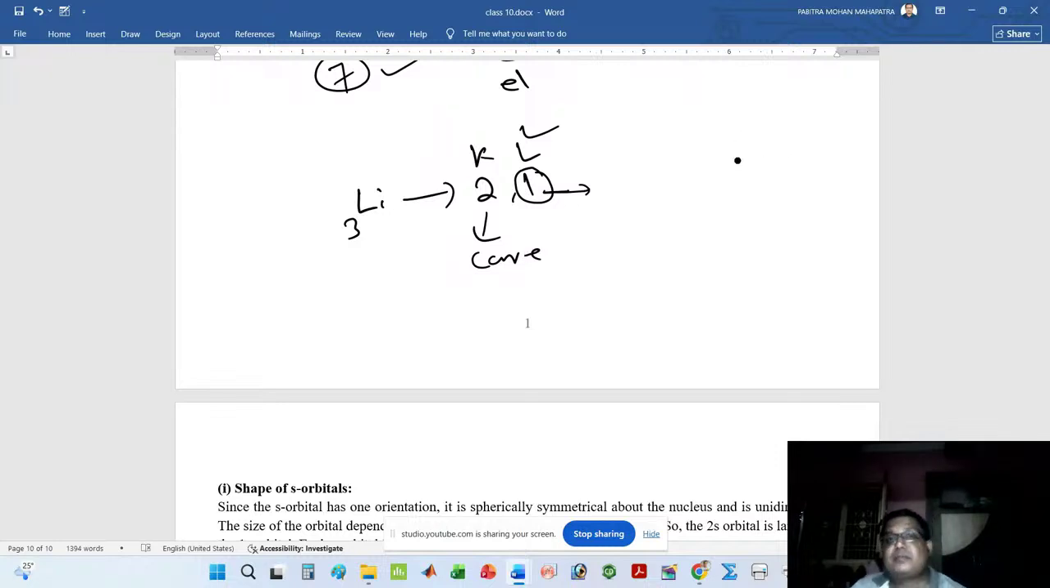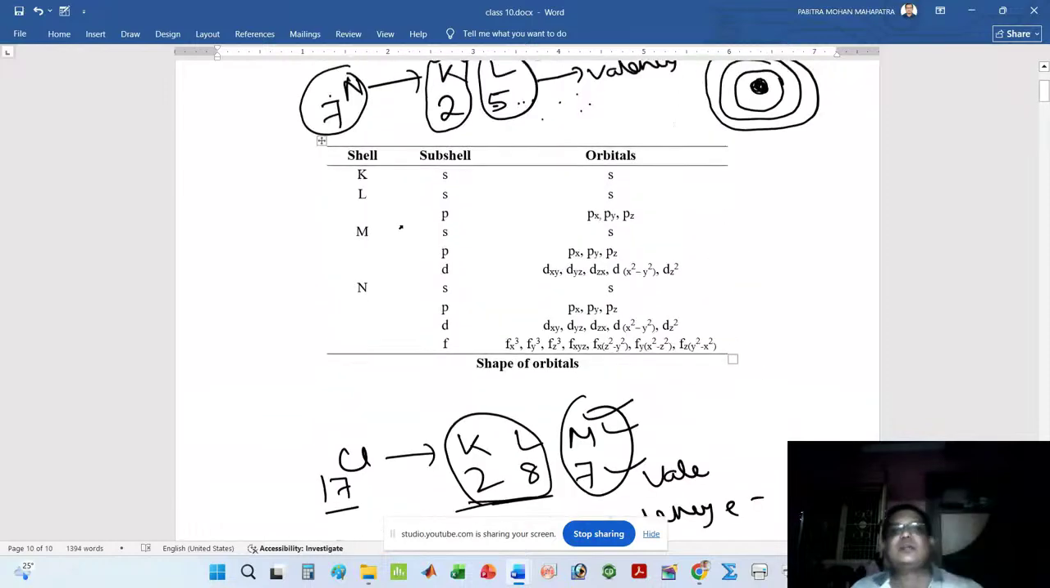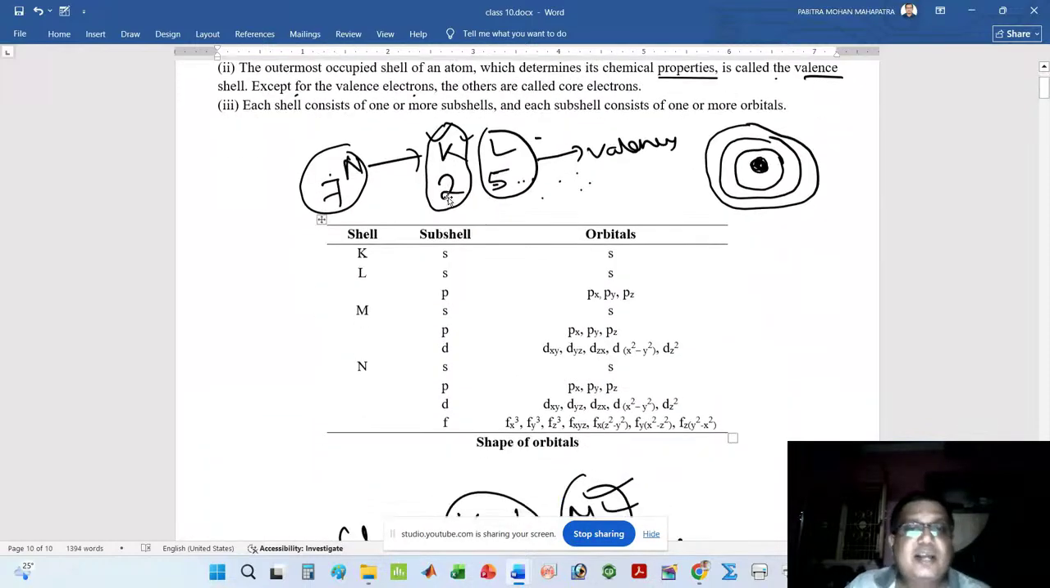Remember, the cell in which the last electron is present is called the valency cell. Maybe it is the L cell, maybe the M cell, maybe the N cell, like that. The last electron is present in which cell, that cell is said to be the valency cell, and the others are said to be inner cells, and the electrons present in the inner cells are said to be core electrons. Similarly, you can think about other atoms by drawing the electronic configuration in terms of cells.